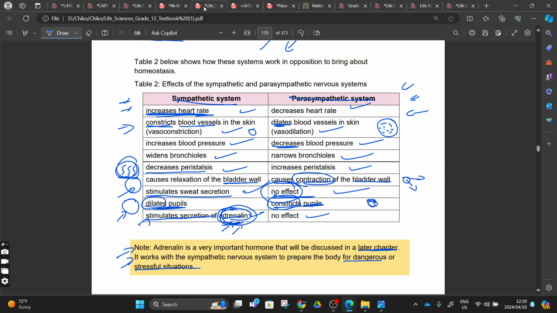Now you are going to breathe fast. You understand? Yes, as they say, it prepares the body for a dangerous situation. The sympathetic system also prepares the body for a dangerous situation. We are done with sympathetic.